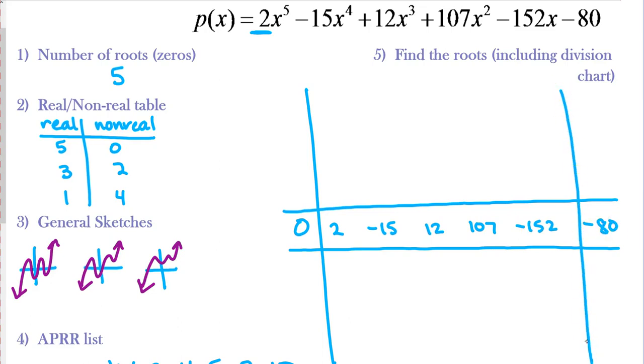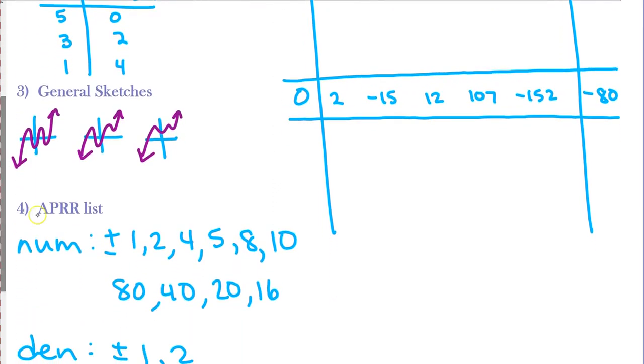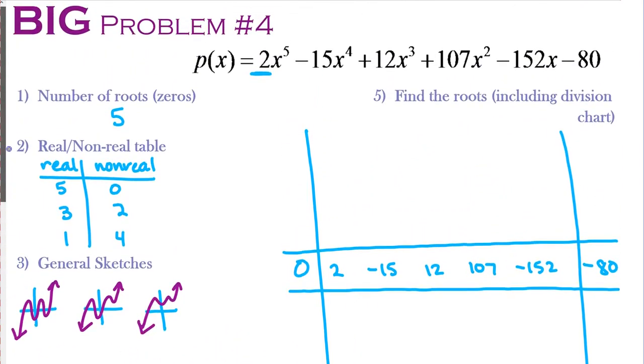So go ahead and find some rows, and remember, even if you have a number missing, like even though we don't have 3 in the APRR list, I would encourage you to do a row for 3 anyway, because it's going to help you look for sign changes, and chances are this problem is going to be a little bit more difficult than the last one. So I'm going to pause and go ahead and fill in some rows in this chart.